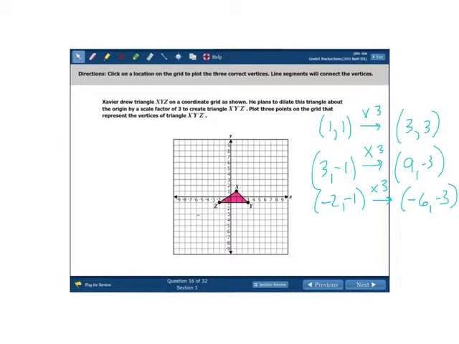Negative 6, negative 3, right there. Kind of exaggerating because it's hard to draw a point that's right on there. I'll make my writing tool a little bit bigger. 9, negative 3. Should be right there. That's a little bit better. And then 3, 3. And we get a triangle that is 3 times larger than the original. So dilation, making larger or smaller by a scale factor. And what we had to do was multiply.